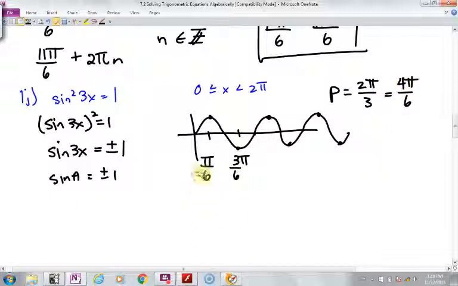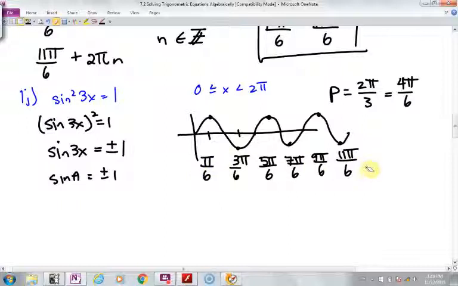So I'm going to take pi by 6 and add 4 pi by 6. And what do I get? 5 pi by 6. Now I'm going to add 4 pi by 6 to this and get 7 pi by 6. Then I'm going to add 4 pi by 6 to this and get 9 pi by 6. And I'm going to add 4 pi by 6 to this and get 11 pi by 6. So those are my 6 solutions that go from 0 to 2 pi.